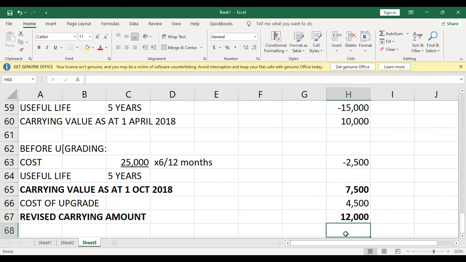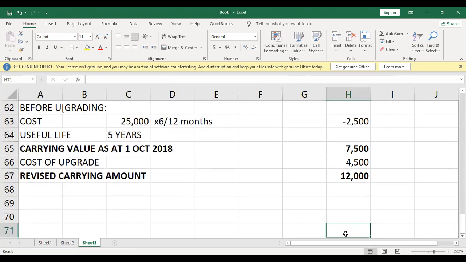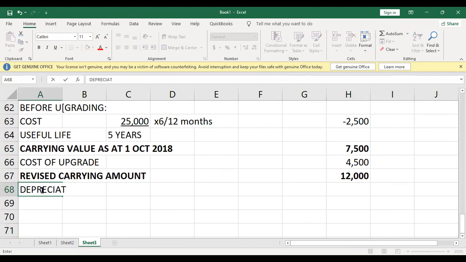Okay, so we're told that the useful life did not change. We're now going to calculate the depreciation for the next 6 months, from 1st October 2018 to 31st March 2019. That's 6 months.